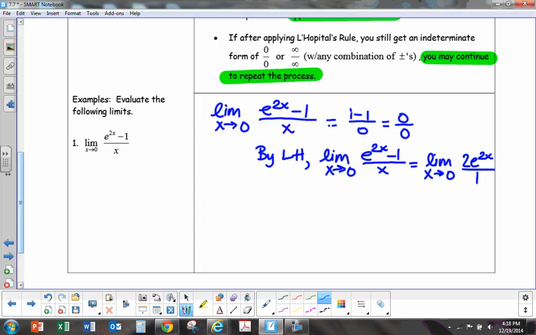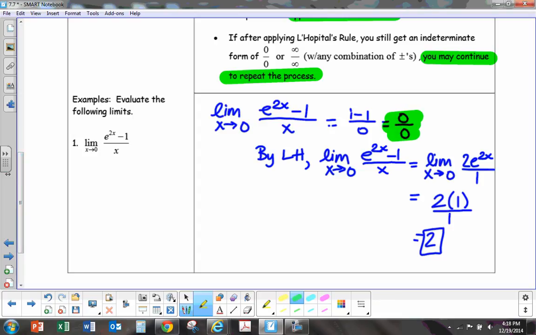Well, now let's try to take that limit by plugging in. So if I plug in 0, I get 2, and e to the 0 is 1 over 1. My answer is 2. So I was able to find the limit by being able to take derivatives. Again, though, you have to actually establish for L'Hopital's rule to work that your limit was equal to either 0 over 0 or infinity over infinity. That's the only time it applies.